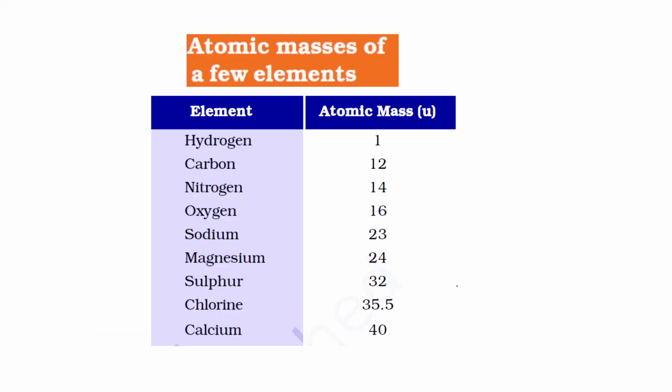Okay, in this table you can see the atomic masses of a few elements. Hydrogen is 1, carbon is 12, nitrogen is 14, oxygen is 16, sodium is 23, magnesium is 24, sulfur is 32, chlorine is 35.5 and calcium is 40.